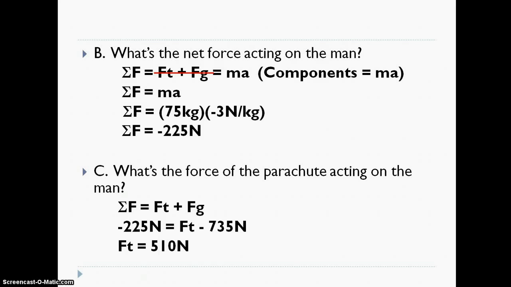So then I go ahead and add over that 735, and I find the tension force of 510. It should make sense that the tension force is less than the weight of the man, the weight being the Fg, because his acceleration is downward. So the net force and the acceleration are always in the same direction, and whichever direction you have the net force on, that direction is going to have a larger force. So whichever force is larger is going to be the direction of the net force and the acceleration.